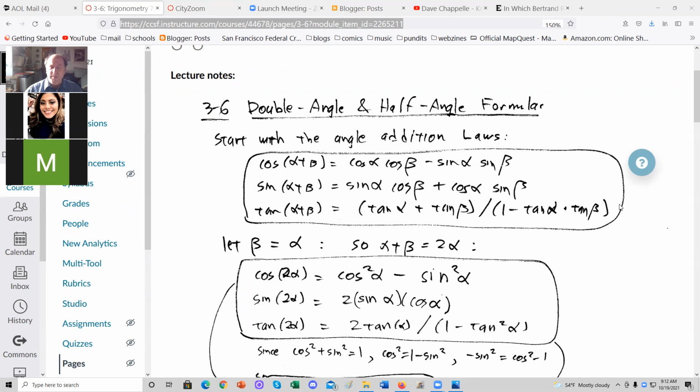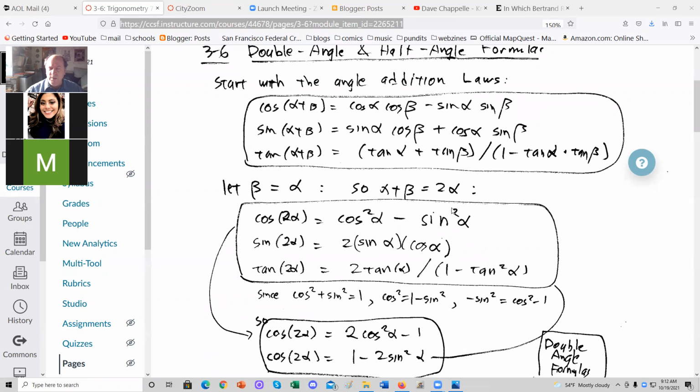For the double angle formulas, it suffices to let beta equal alpha, so that alpha plus beta equals 2 alpha. So as a result, plugging in here, cosine 2 alpha equals cos cos, which is cos squared, minus sine sine, which is sine squared. Sine of twice alpha is twice sine alpha cos alpha, because these are the same term. And tangent of 2 alpha is twice tan alpha over 1 minus tan squared alpha.